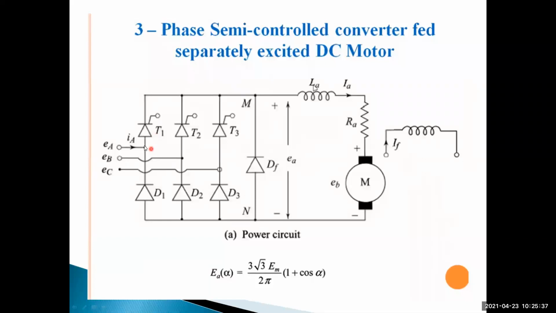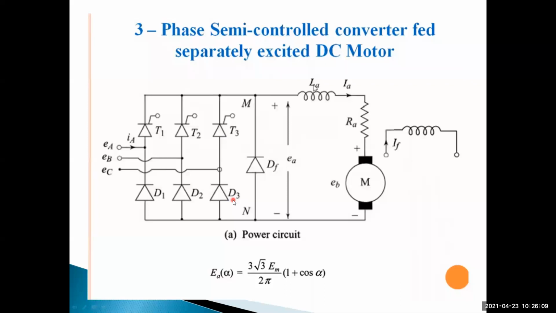That means 60 into 6 combinations we will get: T1 D2, T1 D3, T2 D1, T2 D3, T3 D1, T3 D2. Like this, six combinations we will get. One combination is 60 degrees, so 60 into 6 is 360 degrees: six combinations of thyristors and diodes.